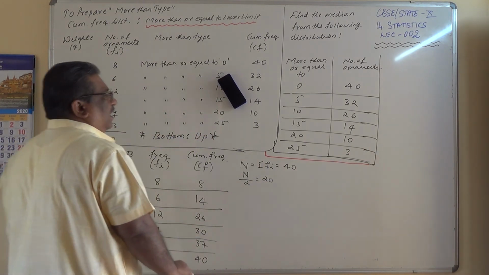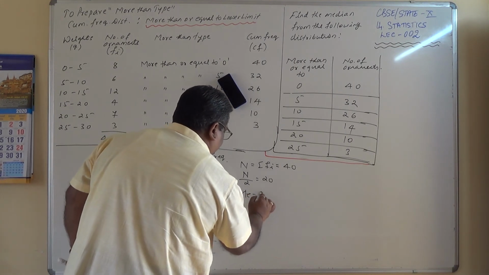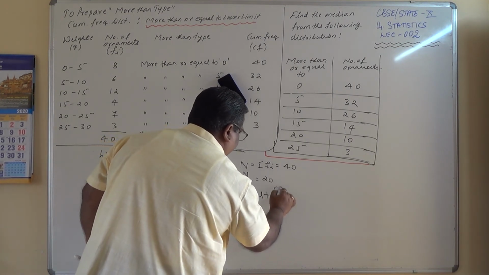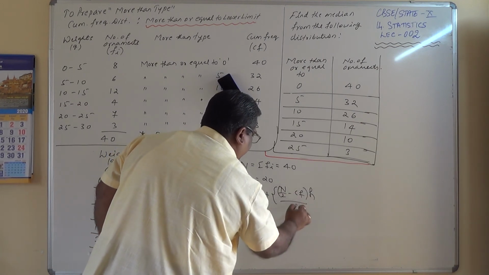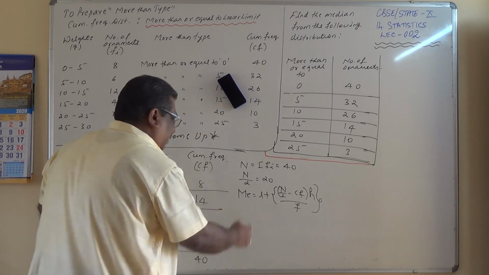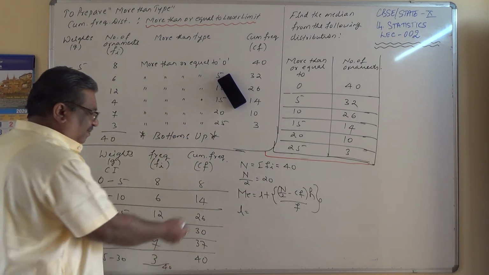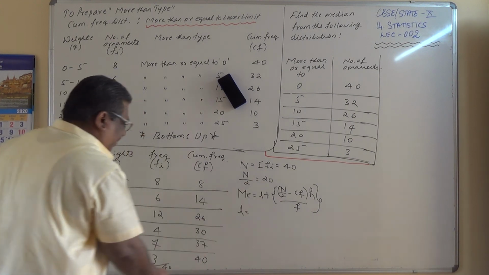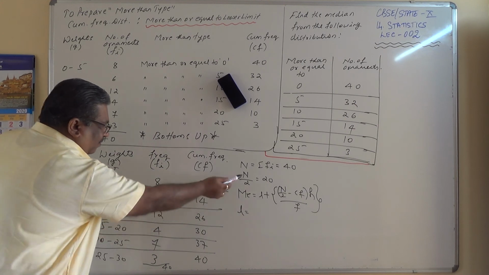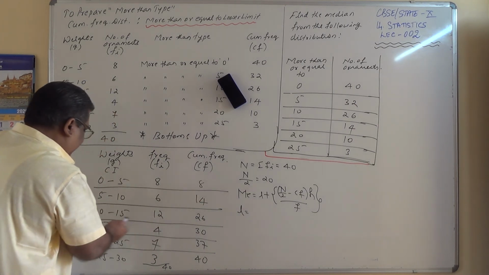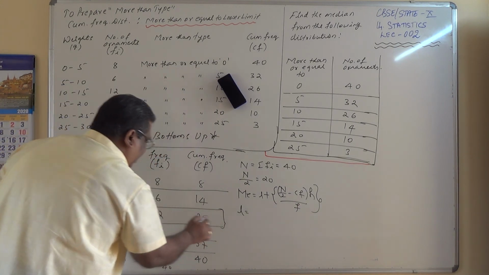What else do we want? I'll write the median formula first, then we'll populate the values. Median is equal to L plus, into bracket N by 2 minus CF, into H divided by F. Okay, but before that I have to have a median class. Where is the median class here? N by 2 is 20 and 20 is not there, and therefore just above 20 is 26, this one. So this is the median class. I'll mark this as median class.